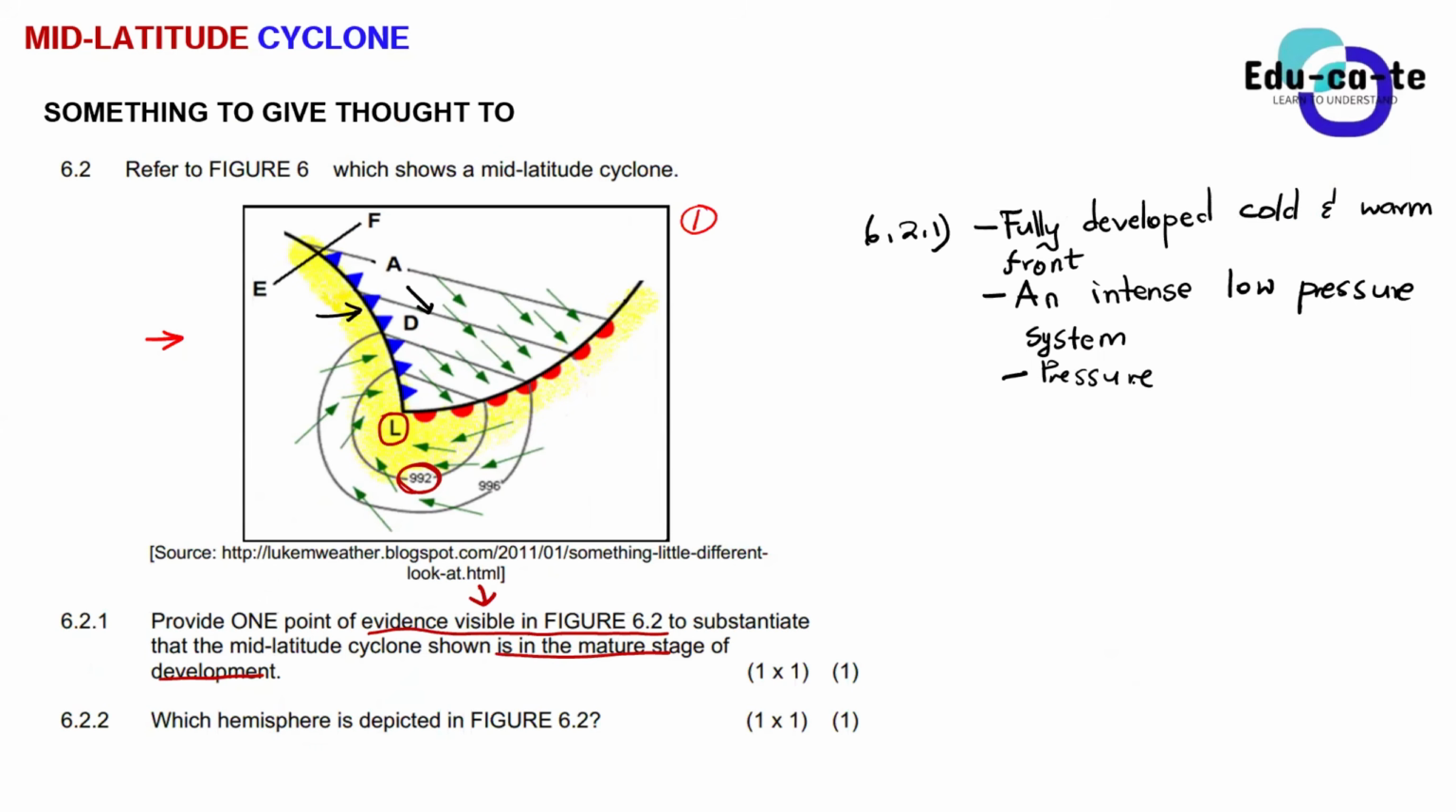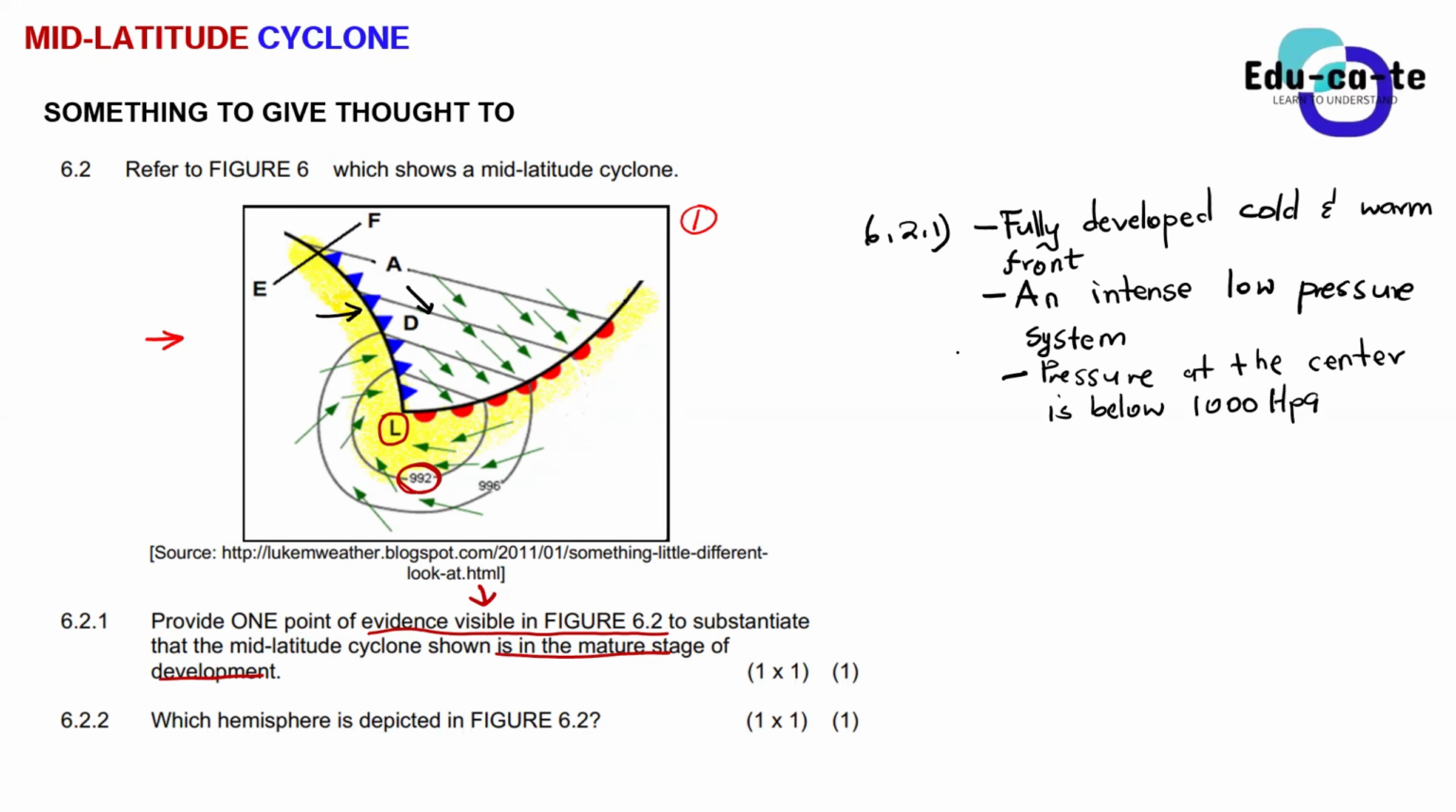And then which hemisphere is depicted? Tahatso. So the southern hemisphere. Why? Because it is moving in a clockwise direction. What is moving in a clockwise direction? The air, like the cold air and the warm air.